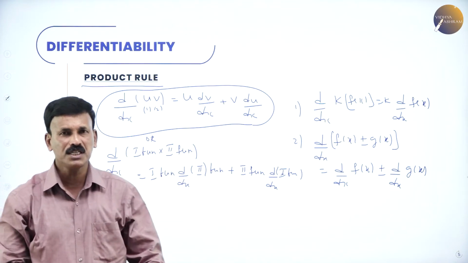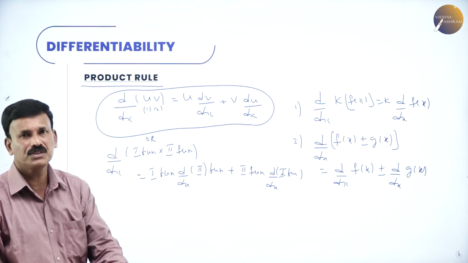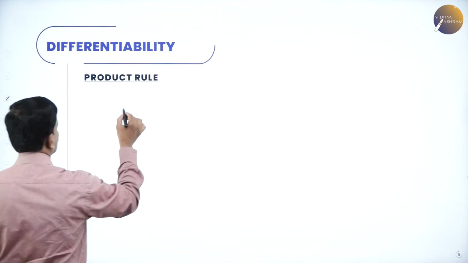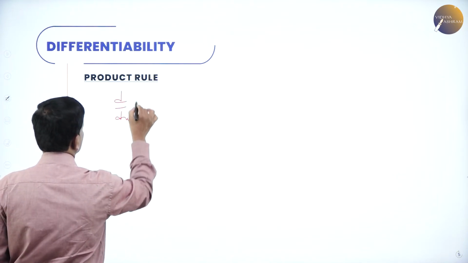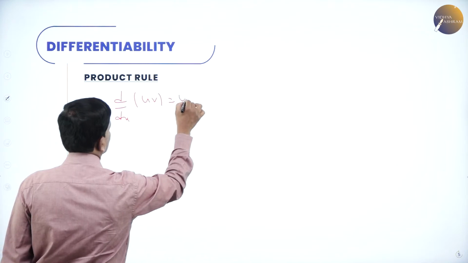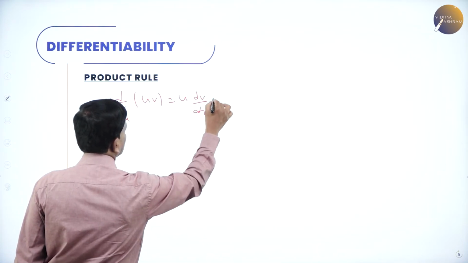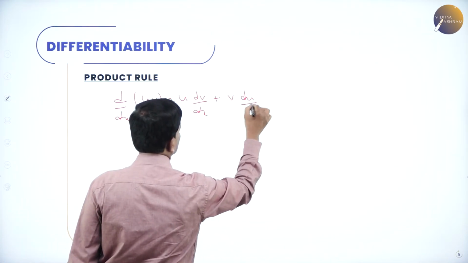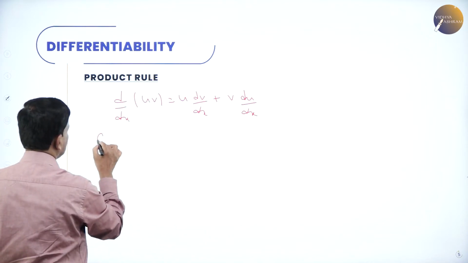So you might have studied this. Let me take one example on this. Now, d by dx of uv is equal to u into dv by dx plus v into du by dx. Now let us take a small example.